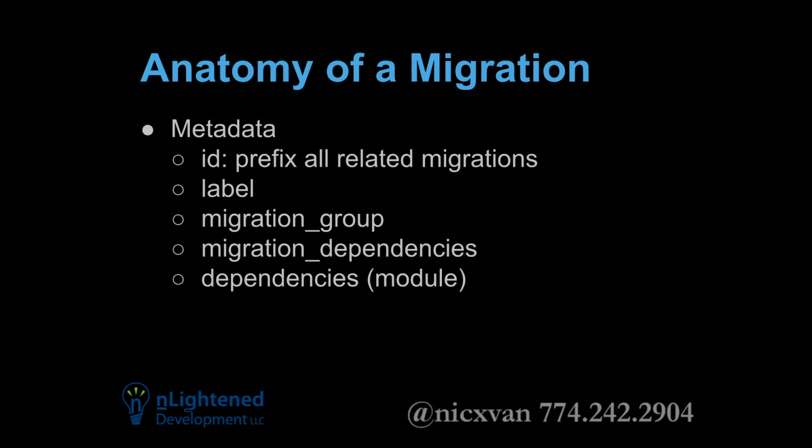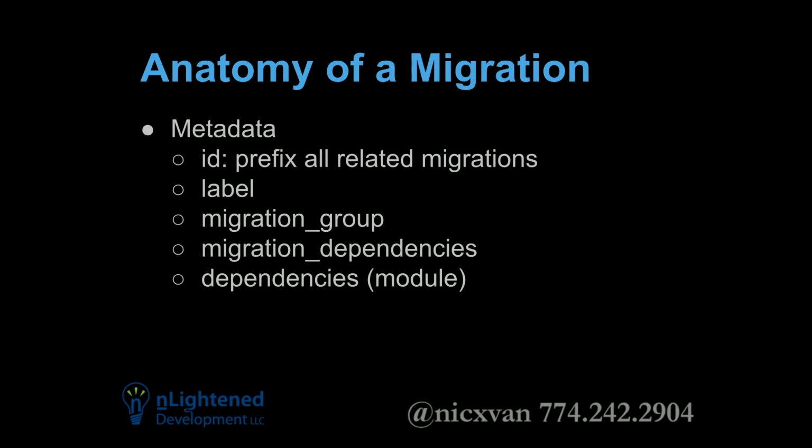So it's a YAML file. The migration itself is a YAML file, and I will show you examples at the end of a bunch of different migrations. Node migrations, paragraph migrations, that kind of thing. There's a section at the top that I think of as metadata. It's like information about the migration itself.